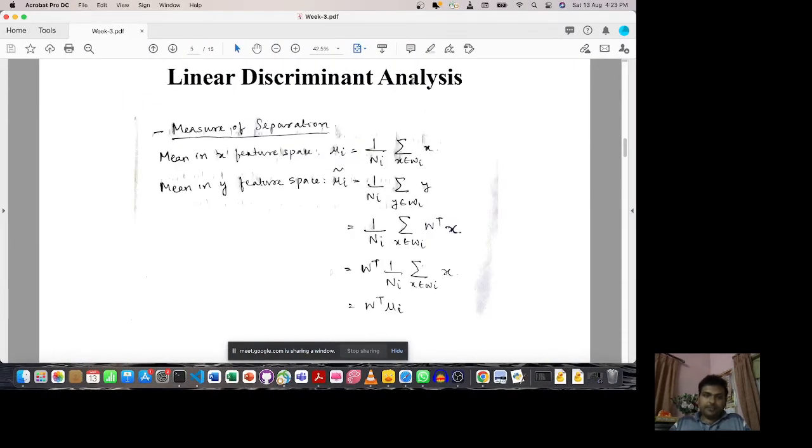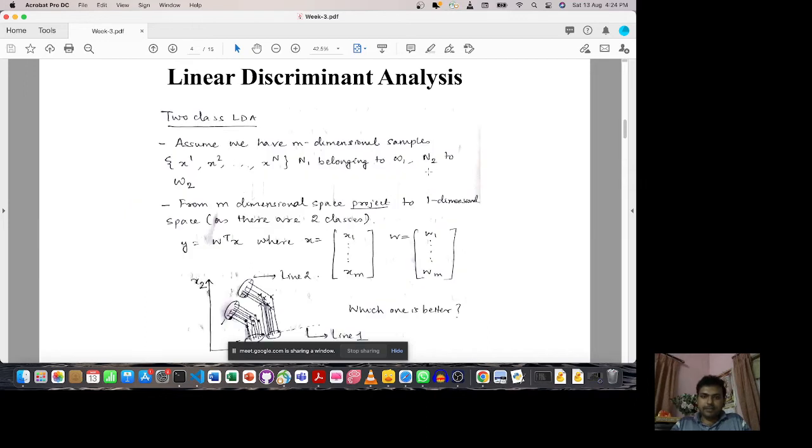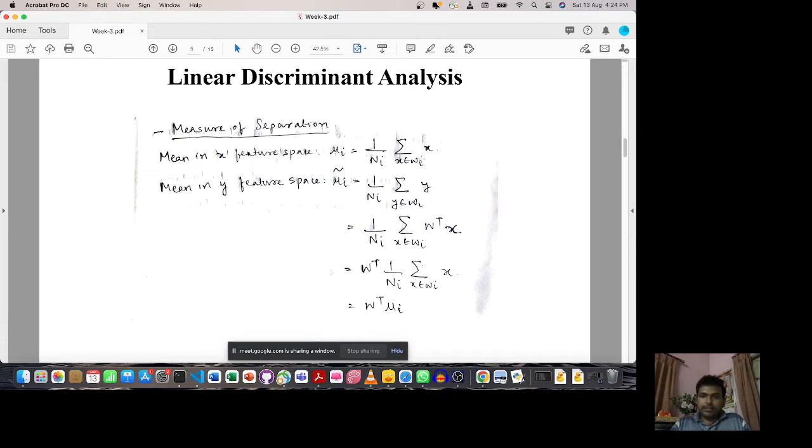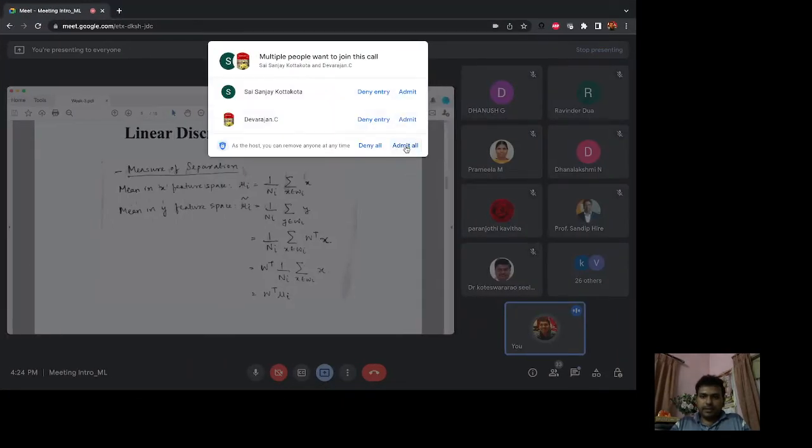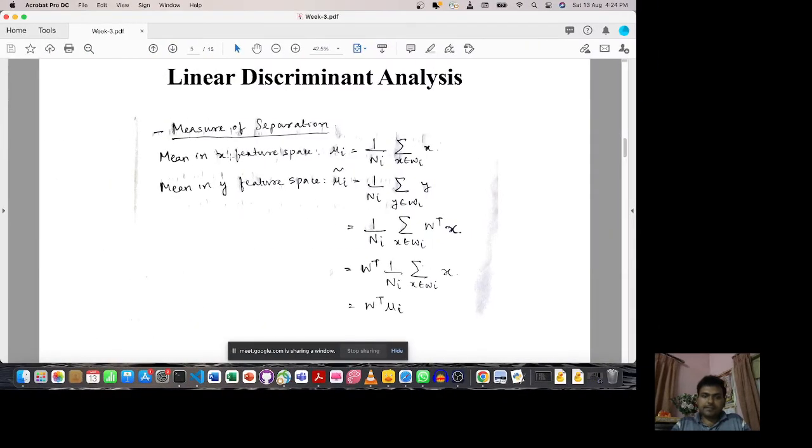Now coming to the maths of it. The measure of separation is the distance between the two means. The mean in the x feature space is quite simple: I just add up the points. Here, x does not refer to the x coordinate in the xy plane. It is an m-dimensional sample, as I had introduced here. So assume we have m-dimensional samples, so x is m-dimensional, and x is a point that we are talking about. For all the points belonging to a particular class, we sum them up and divide by the total number of points in that class to take the mean of the points in the x feature space.